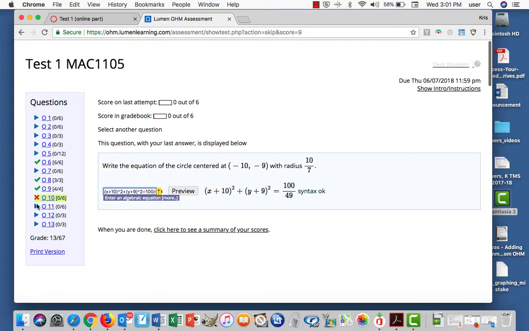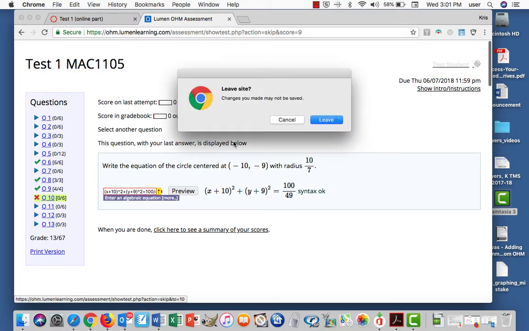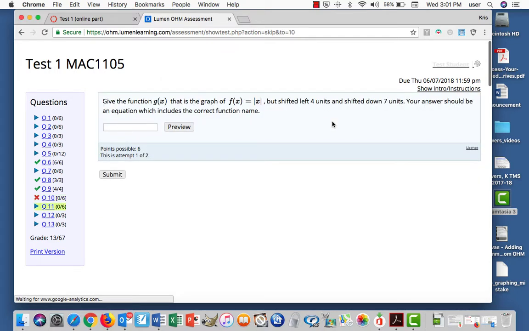And I did want to show you what happens when you miss a question. You're going to get a red X. And I want to show you what happens if you miss a question the first time, but you haven't reattempted it yet. So here's another one. Give the function g of x, that is the graph of f of x equals the absolute value of x, but shifted left 4 units and shifted down 7. Your answer should be an equation which includes the correct function name.